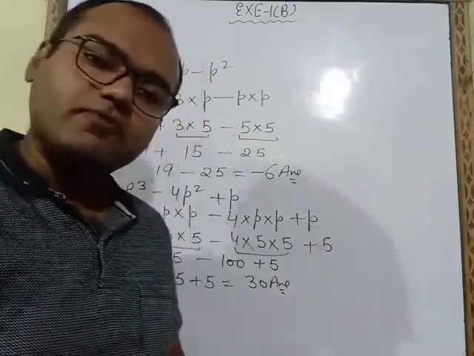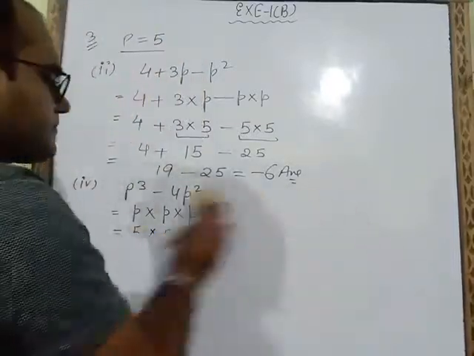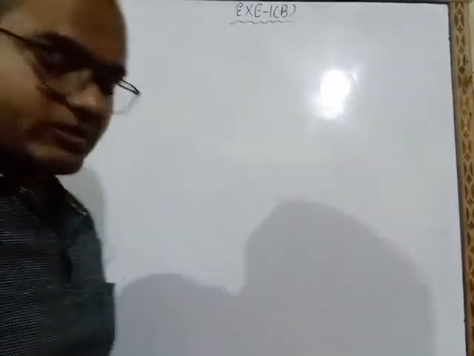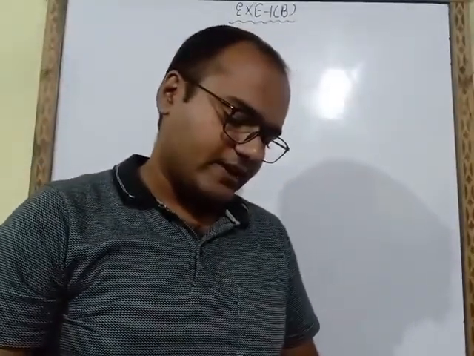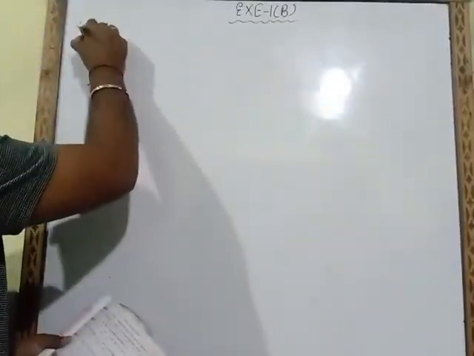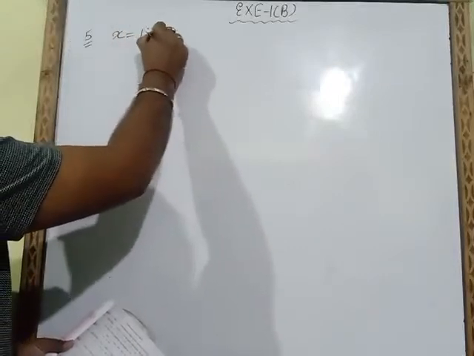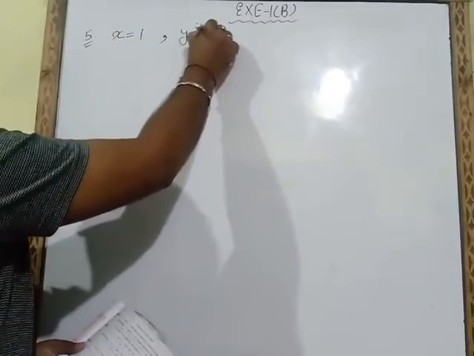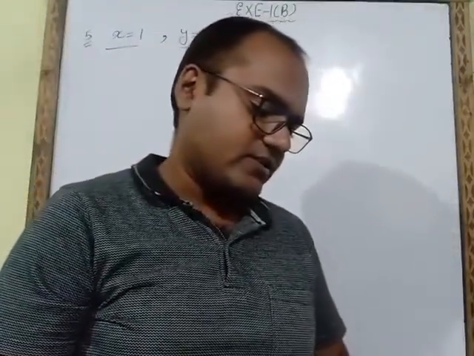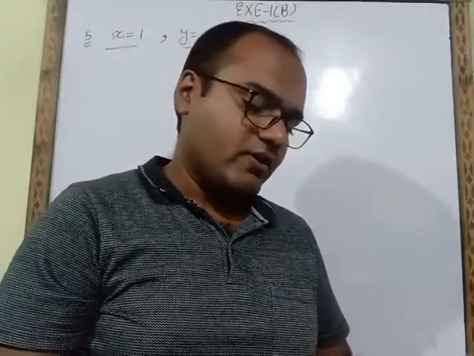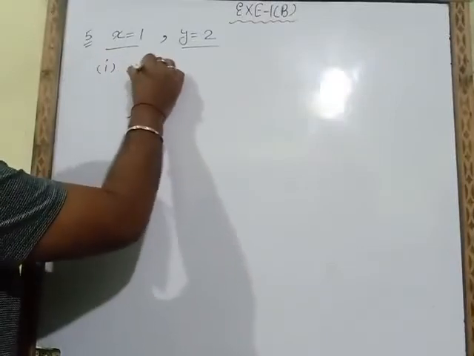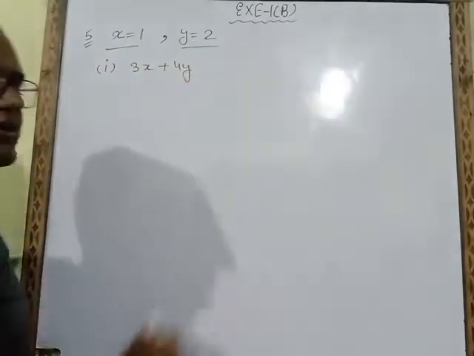Now see question number 5. Fifth question. If x is equal to 1 and y is equal to 2, these two values are given. After that, he asked in the question, find the value of 3x plus 4y. First part is 3x plus 4y. So what you have to do?